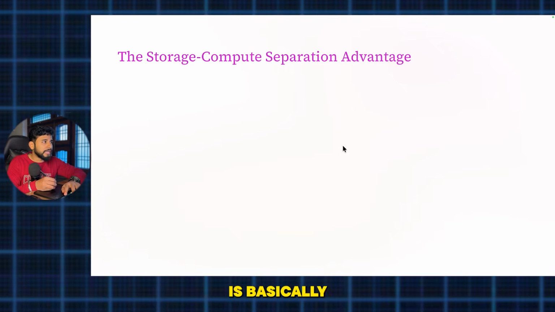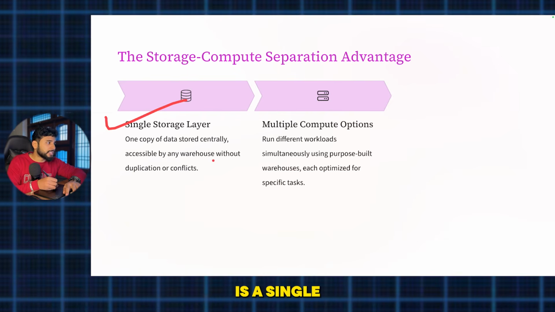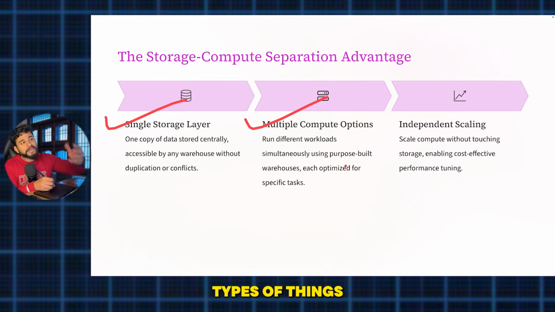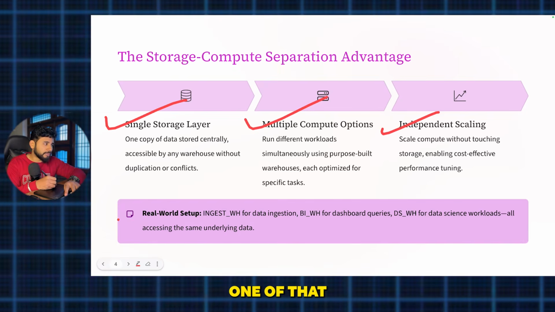Next question is basically the separation that we talked about. This is not a question, it is just an addition to the first one. A single storage layer will be there, multiple compute options will be there. You can set up different kinds of compute for different kinds of tasks. For processing you need a different compute, for transformation you need a different compute. That is a best practice also. You should not use one compute for all the tasks, because the size of the compute also matters. Different sizes of computes will be there, so independent scaling will be there. That is also one of the things.